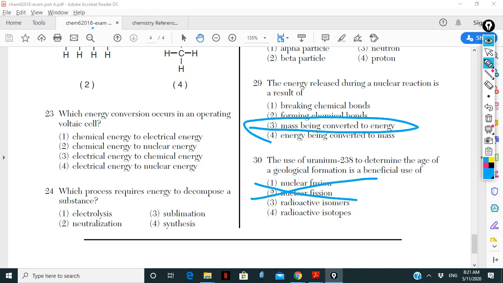Now, the answer is radioactive isotope, because of the decay according to certain half-lives. So when I measure the amount of uranium-238 in the geological formation, it's going to tell me exactly the time, or the age.